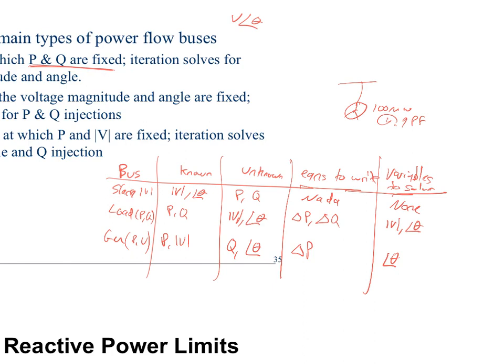We've only got three types. What bus is it? What is it? Slack? A gen? A load? Which bus type would it be? Generator? When you show the power factor, you're showing both P and Q. I can get P and Q from my power triangle here, right? So that means load. This is a load.